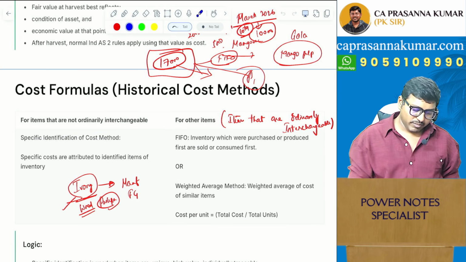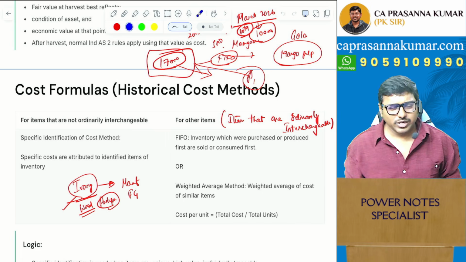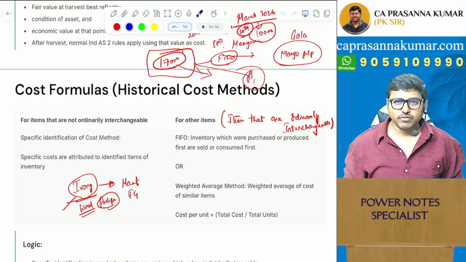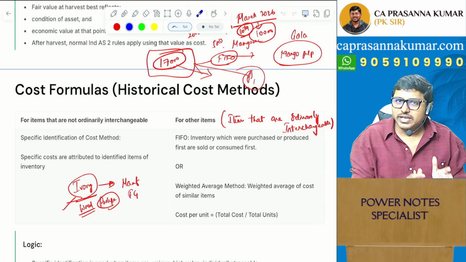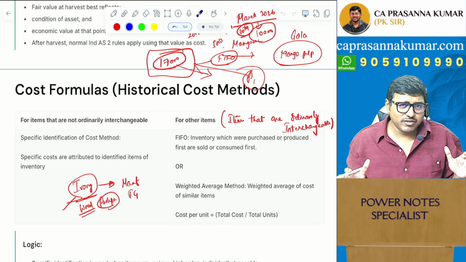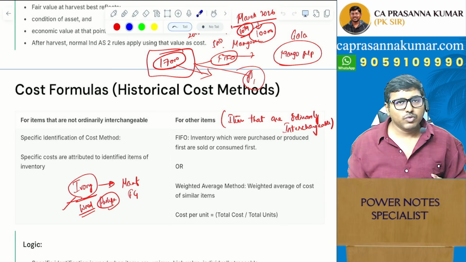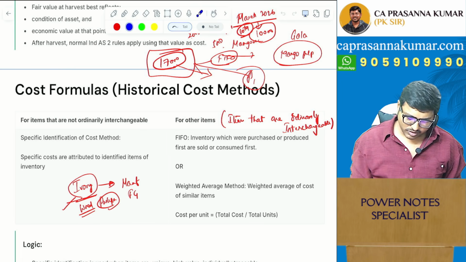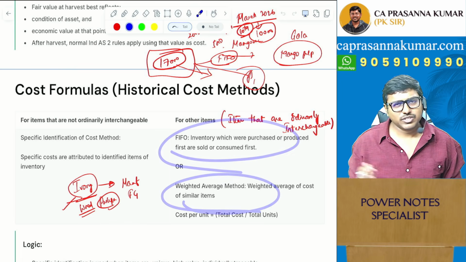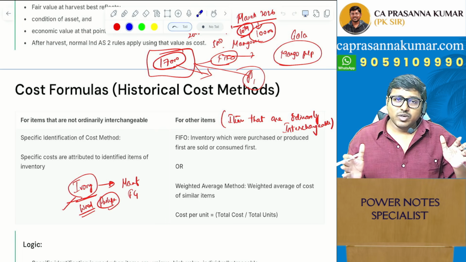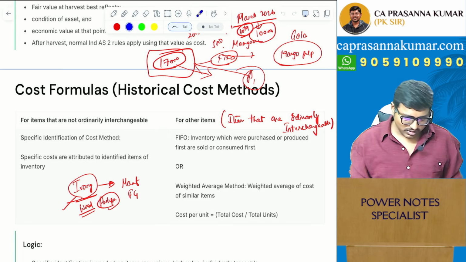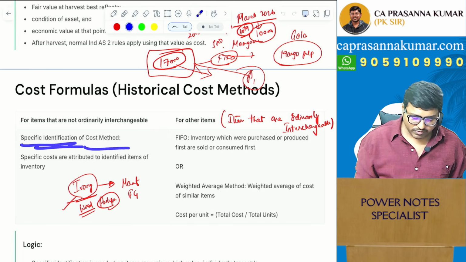So before you apply a cost formula, first you need to figure out what kind of stock you have got. Are they interchangeable or not interchangeable? All of them are of the same wood, or all of them belong to different wood categories. If they are the same wood, then you can apply the FIFO method or the weighted average method. First in, first out or weighted average method, which you already know. If they are of different wood, then specifically you need to find out their cost. Therefore, we call it the specific identification of cost method.